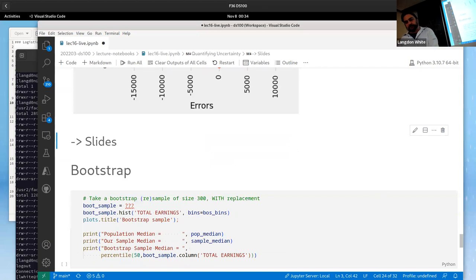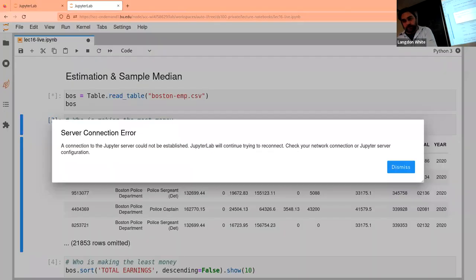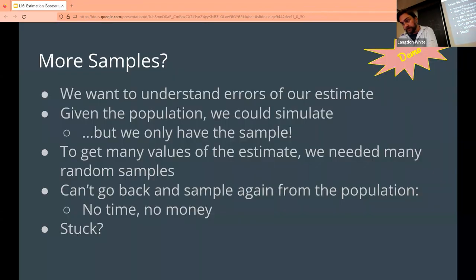All right, so I'd really like to get to bootstrapping, but I'm not sure if we will. Oh, did it kill my slides to boot? That'd be awesome. Oh, no, maybe not.